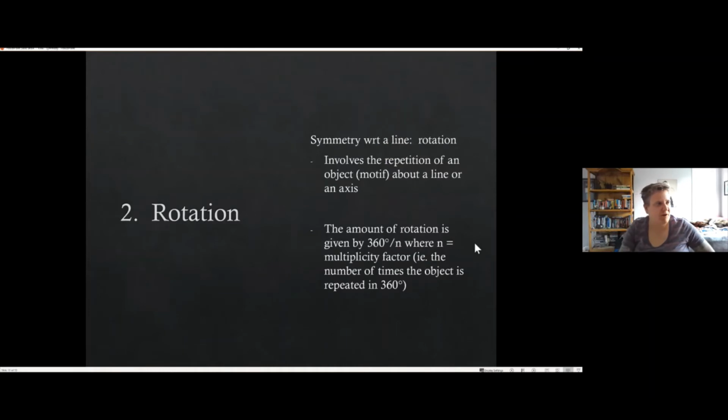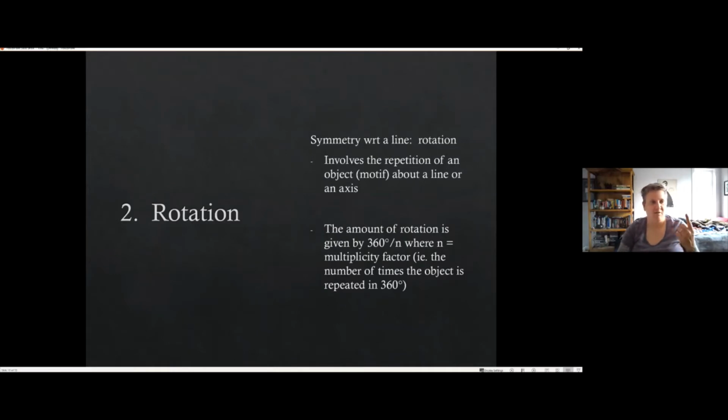If we have symmetry with respect to rotation, basically we're going to take an axis. I do have a stick. We're going to take an axis and we're going to rotate things around it in various ways. So you can have any amount of rotation around a line, but there's certain numbers of rotations that are controlled by the symmetry and by the chemistry. So the object rotates around a line or an axis. You can have rotation that's 360 degrees divided by n, where n is the multiplicity factor. It's just basically the number of times that the object is repeated in 360 degrees.